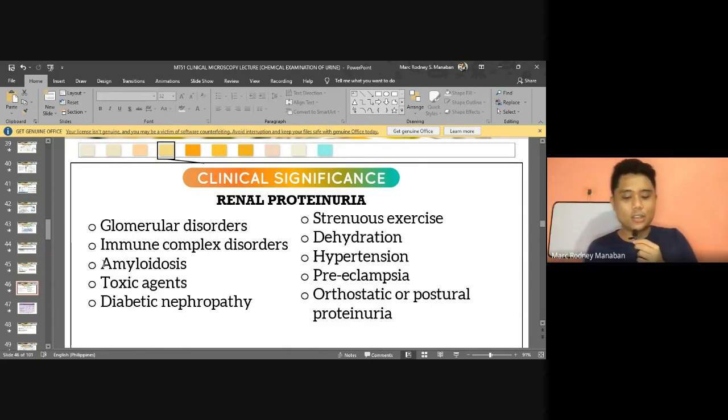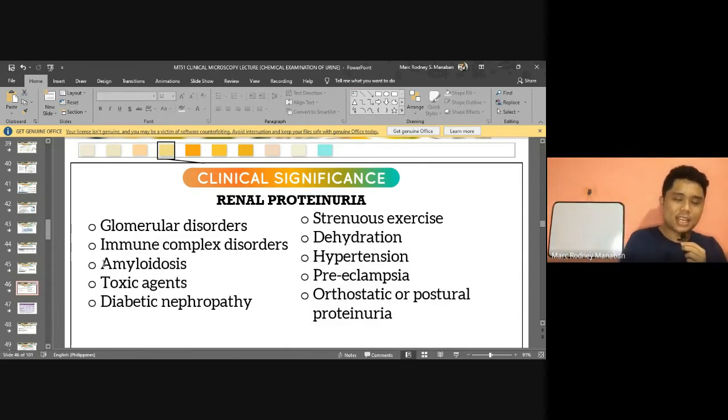Additional causes of renal proteinuria include amyloidosis, because the amyloid can damage your glomerulus, immune complex, as I mentioned, strenuous exercise, and dehydration. Decreased fluid can concentrate your urine, so there could be proteinuria. Hypertension, increased blood pressure, can overcome the glomerular filtration barrier, which can express the protein in urine.